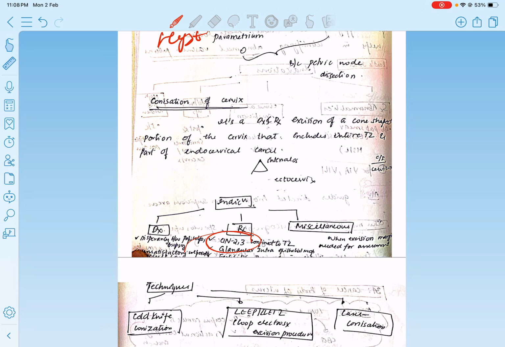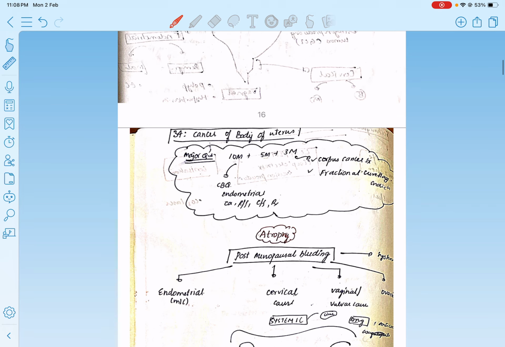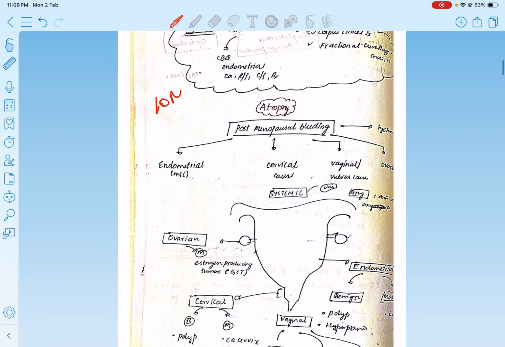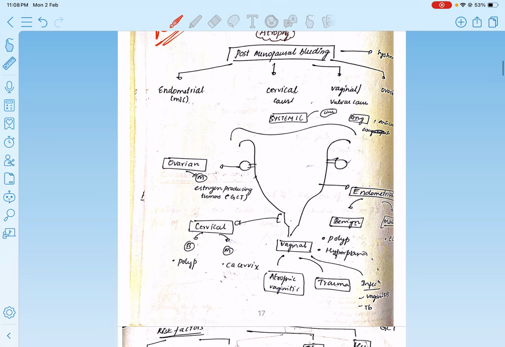And also when you need to excise the margin for assessment, those are the miscellaneous causes. These are the techniques. Okay, then this is the major important question. As a part of 10 marker, they will ask you causes of postmenopausal bleeding. So make sure you present it accordingly.